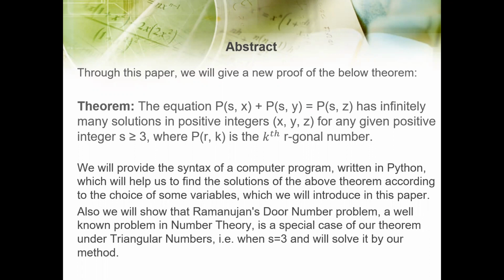And an interesting thing I'll do is show that Ramanujan's door number problem, a well-known problem in number theory, is actually a special case of our theorem under the triangular number case, that is when s is equal to 3, and we will solve it by our method.